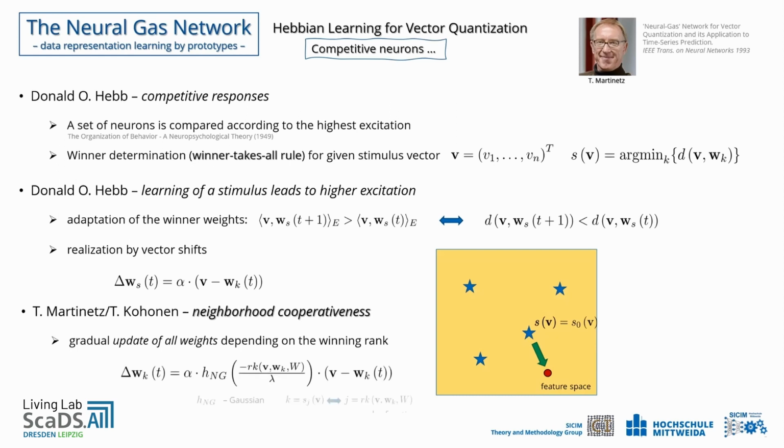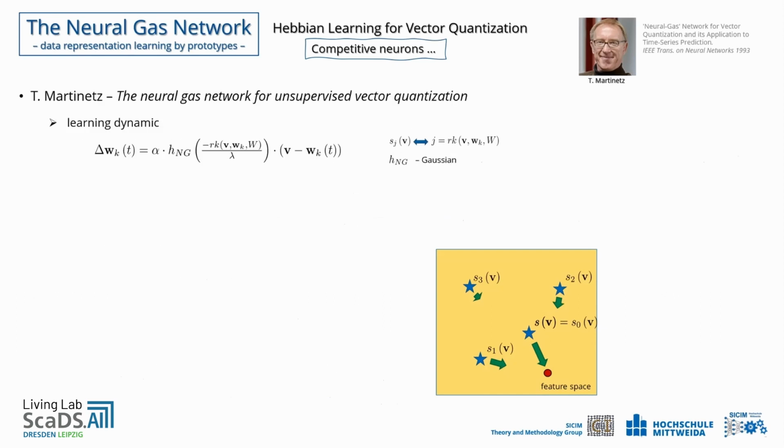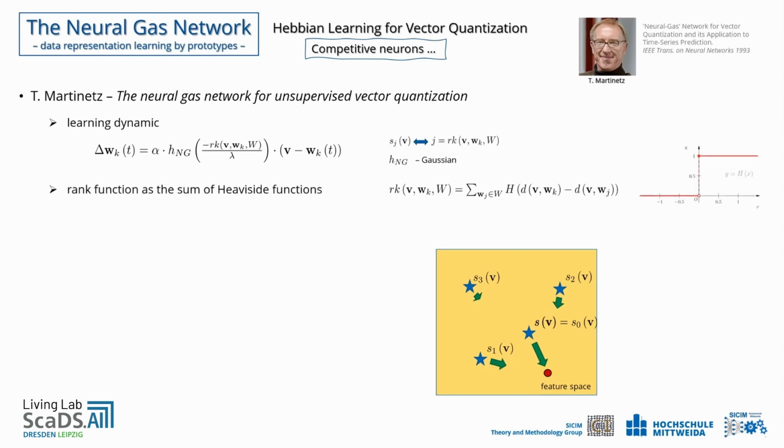So all weights are now updated, not only the winner-takes-all neuron, all the others are also updated towards the given stimulus. So this is a very robust and very fast training scheme for unsupervised vector quantization and improves drastically the K-means algorithm. So the rank function can be modeled by a sum of Heaviside functions depending on the distance differences between the prototypes.